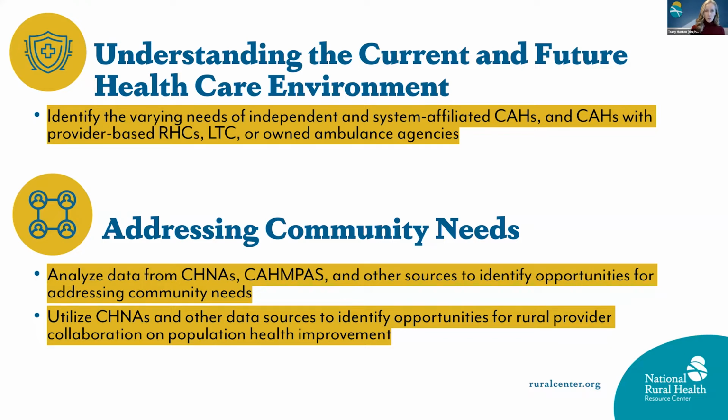Sometimes it's data that we can actually count, or sometimes it's more qualitative data that we describe to one another. And then the last core competency is about addressing community needs. Within that, there's data that you can readily access from community health needs assessments, from COMPASS, the Critical Access Hospital Measurement and Performance Assessment System, or other sources, and then being able to utilize that data to make decisions and to have your program provide projects that help your rural hospitals and address those community needs.